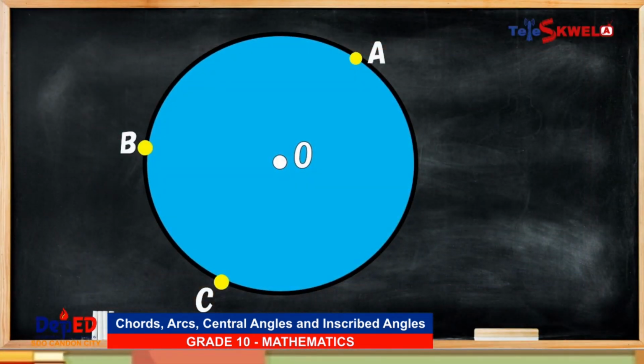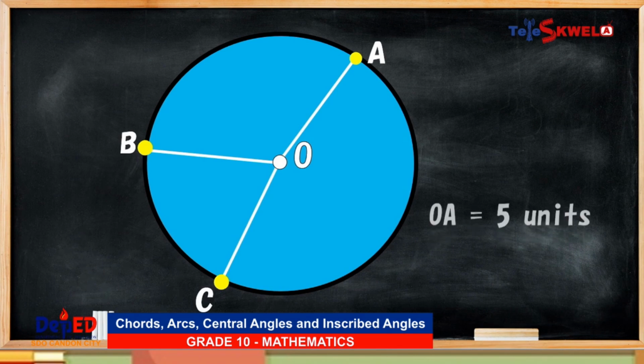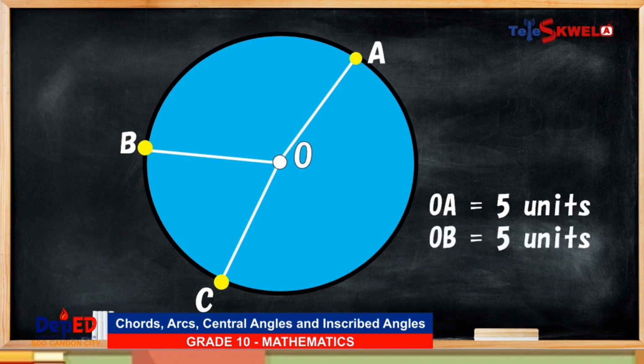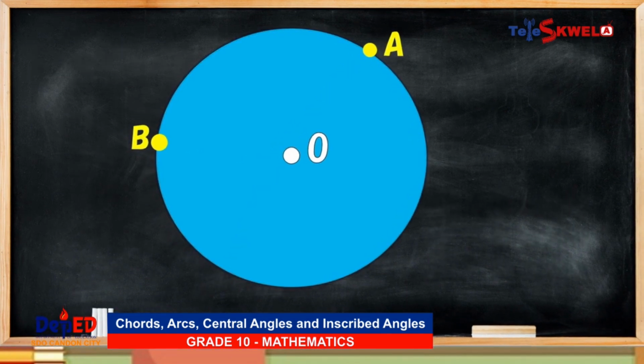In circle O, the radii are segments OA, OB, and OC. These segments are congruent, meaning if line segment OA is equal to 5 units, then OB is also 5 units. Likewise, with OC, it is also 5 units long. Did you understand the concept of radius? That's great! Now, let's have another one.